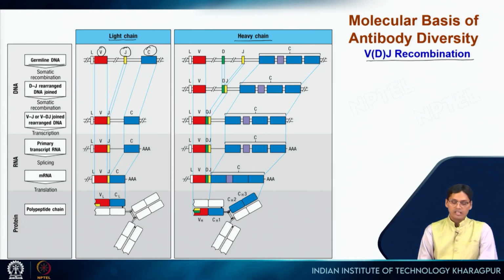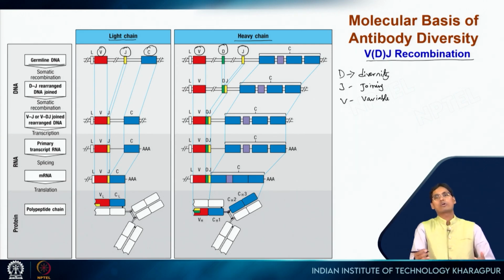In the same way, for the heavy chain, you get the variable region segment and the joining region segment, but here there is something extra. D stands for diversity, J stands for joining region, V stands for variable region, and C refers to the constant region of the antibody.